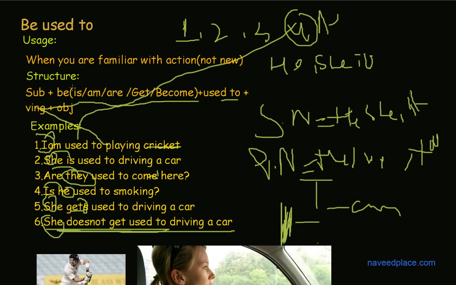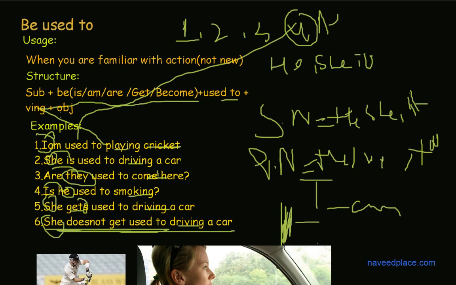For example, sit, dance, learn, walk, run. These are all verbs. Getting me? So here we have playing, driving, coming, smoking, driving. These all words are verbs. Then last we have the object.